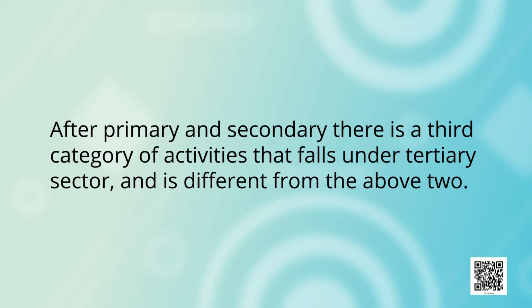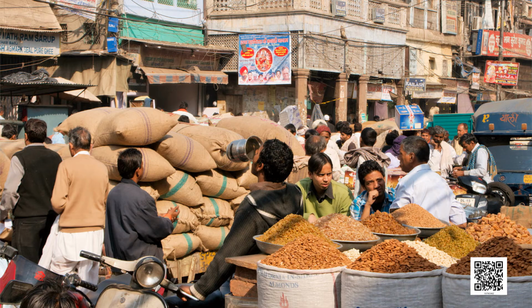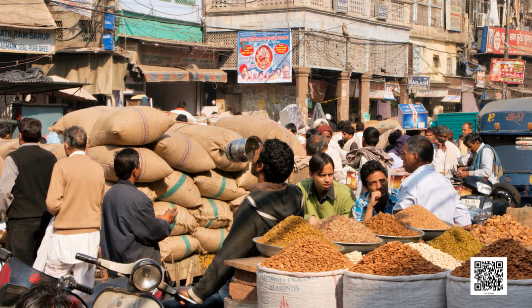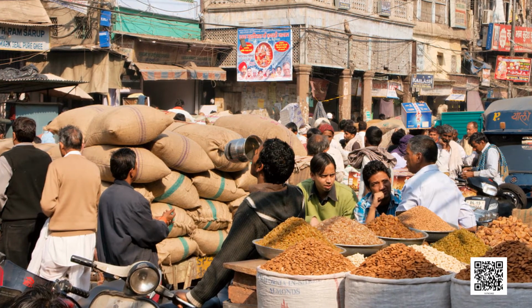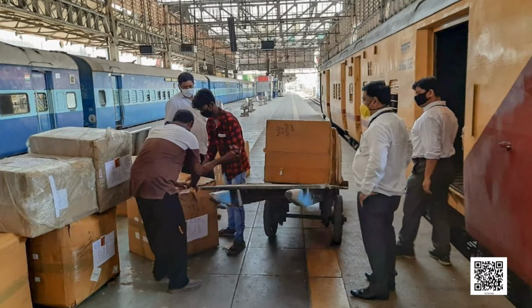After primary and secondary, there is a third category of activities that falls under the tertiary sector and is different from the above two. These are activities that help in the development of the primary and the secondary sectors. These activities by themselves do not produce a good, but they are an aid or a support for the production process. For example, goods that are produced in the primary or the secondary sector would need to be transported by trucks or trains and then sold in wholesale and retail shops.